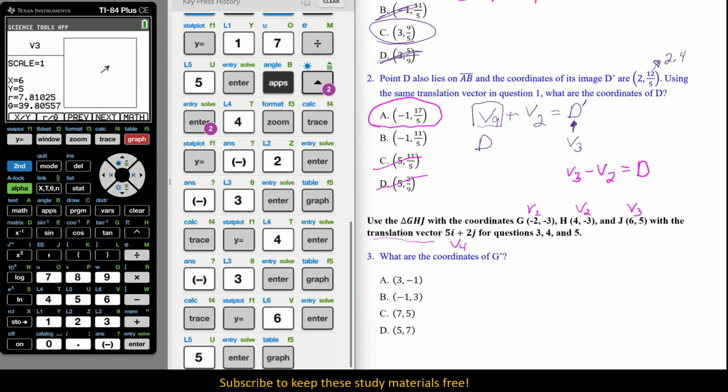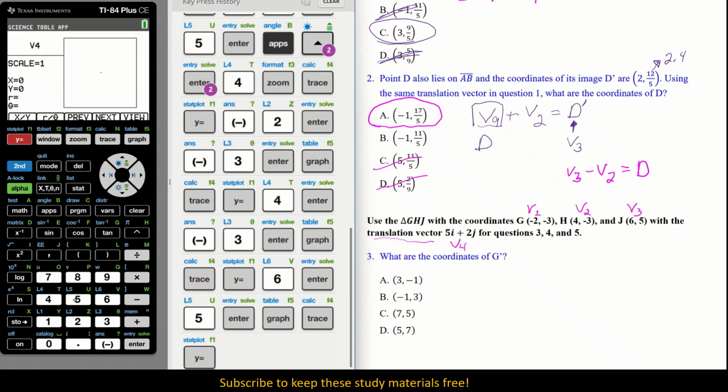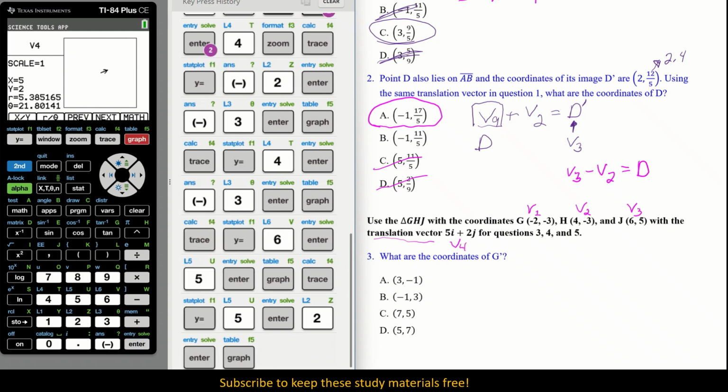We need to type over 4, enter, -3, enter, and press view. Verify again. Great. Go to next, Y equals, and we need 6, enter, 5. Go to view. And see how you have a nice clear vector there? So now we have 1, 2, 3. We need one more, 4, and we need to remember that 4 is our translation. So Y equals, we have 5, enter, 2, enter, and view.